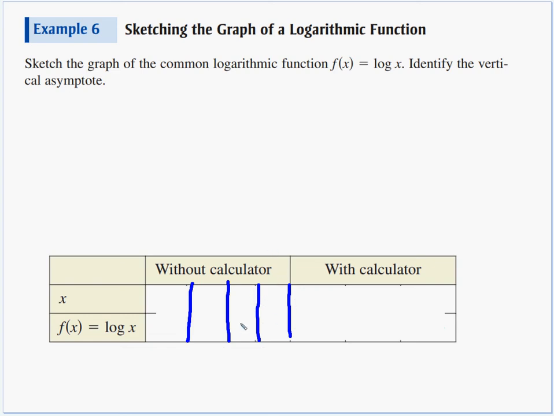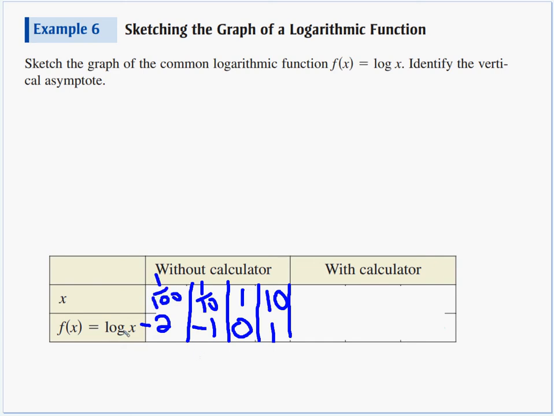Well, let's do it like this. 0, 1, exponent 0 equal to a 1. We could do exponent 1, 10 to the first is 10. Negative 1, that would be 1/10. Negative 2, that would be 1/100th.